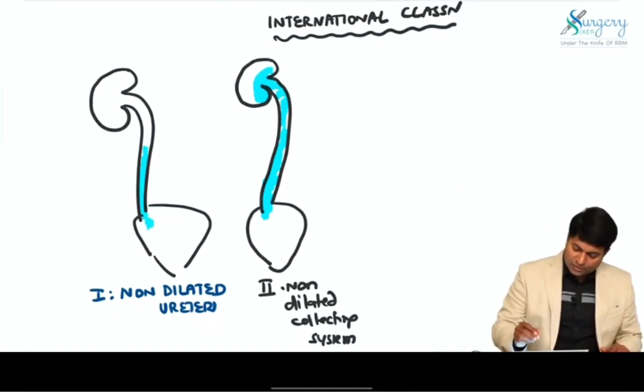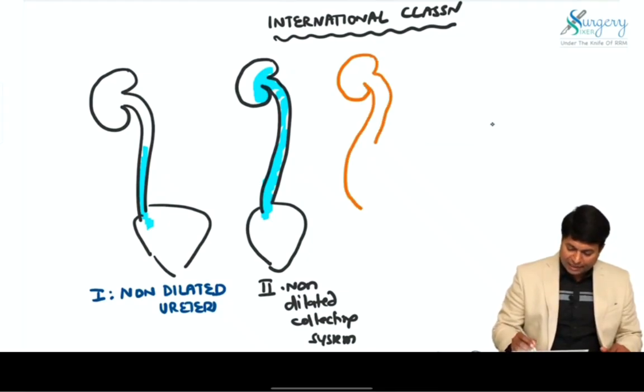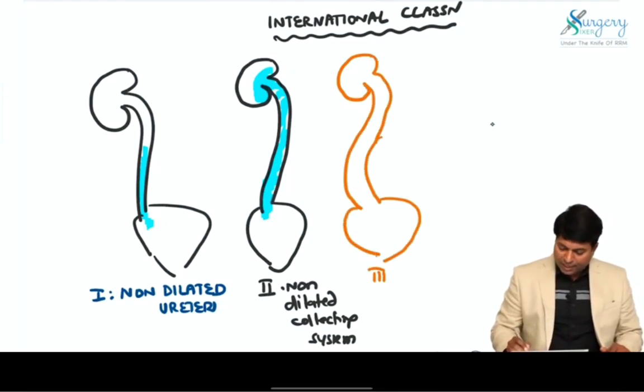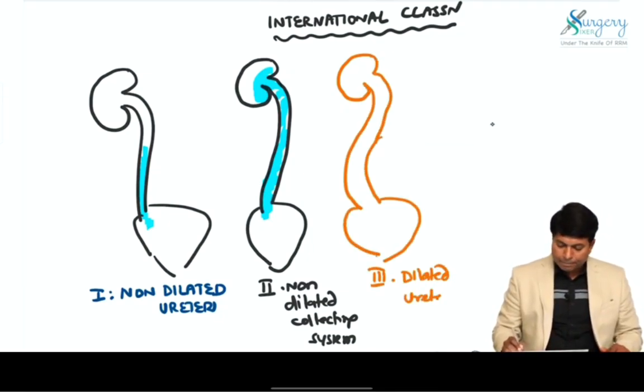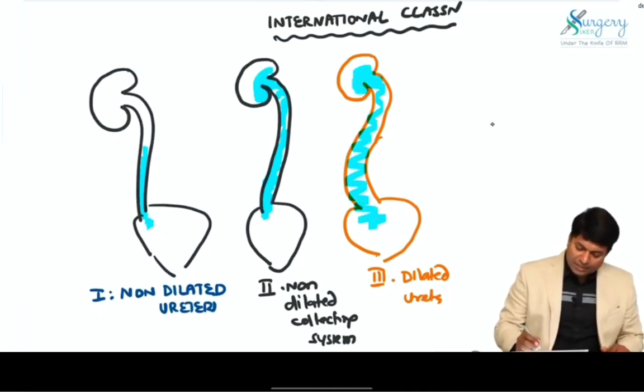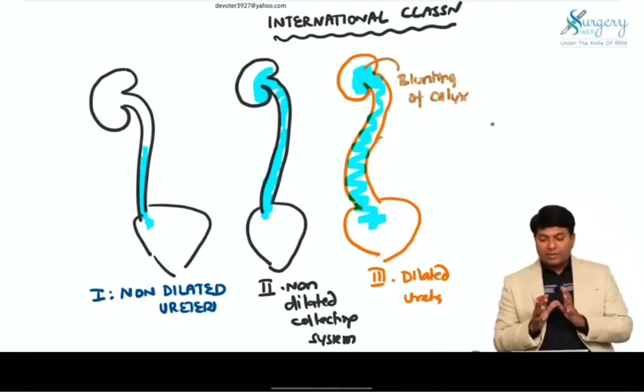Grade 3 now starts with a dilated ureter. Grade 3, the ureter is dilated like this. The urine is refluxing into a dilated ureter, and there is blunting of calyx seen. Dilated ureter with blunting of calyx is grade 3.